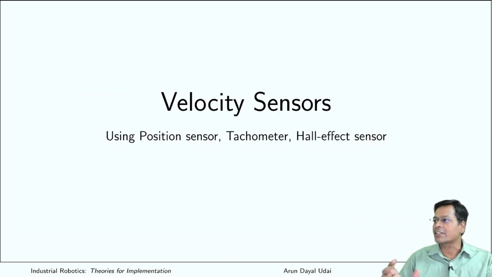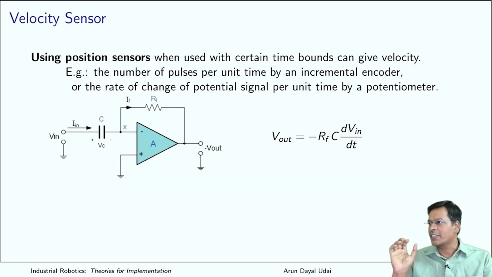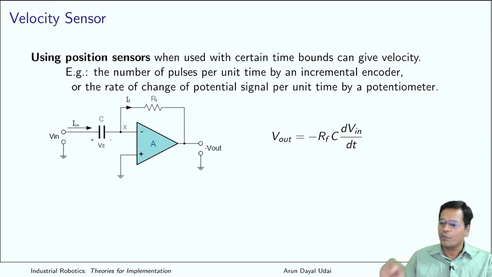Now let us discuss velocity sensors, that is, using the position sensors, the number of position sensors that we have learned so far, using a dedicated tachometer and the Hall effect sensor we just discussed. So let us begin again. Using position sensors, when used with certain time bounds, you can get velocity.